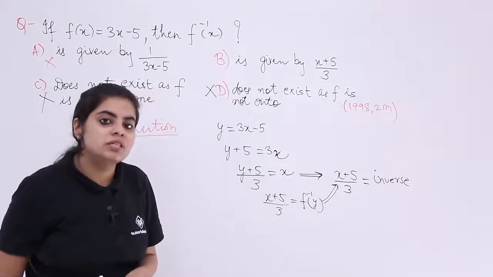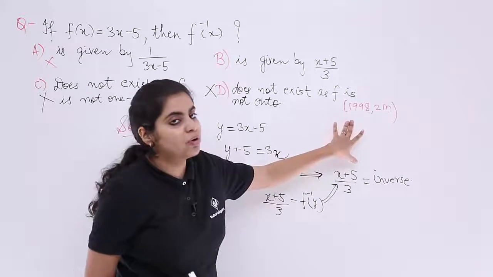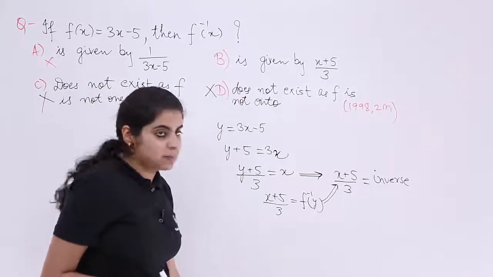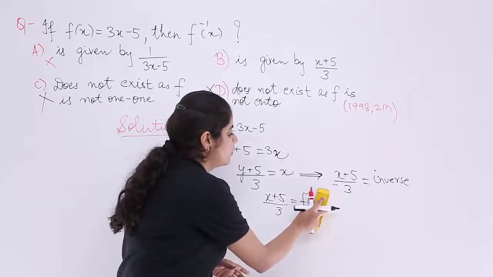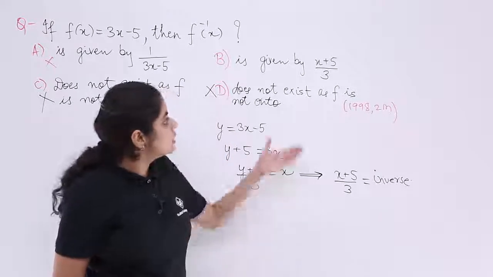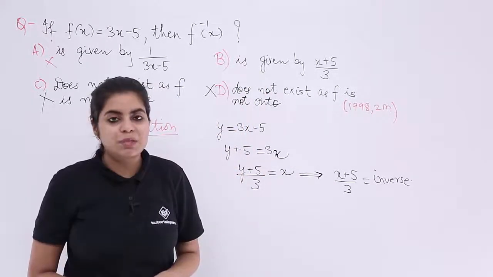So in this video we saw the question for the year 1998 for 2 marks. This step is not needed, we can basically skip this step for those who already know how it has been obtained. It was just for understanding purposes. So the answer is option B, which is (x plus 5) upon 3.